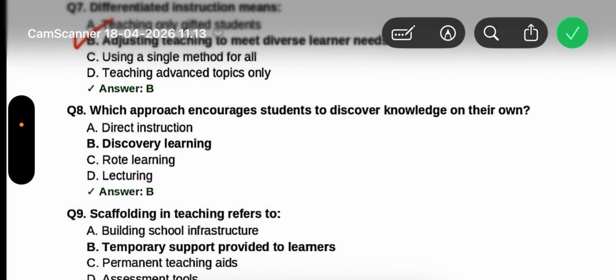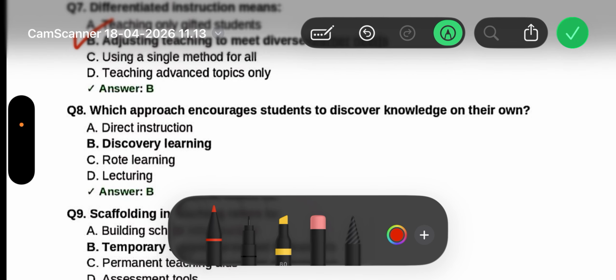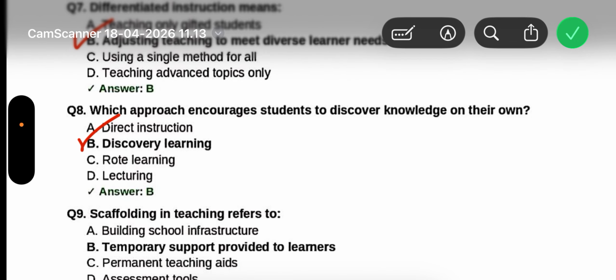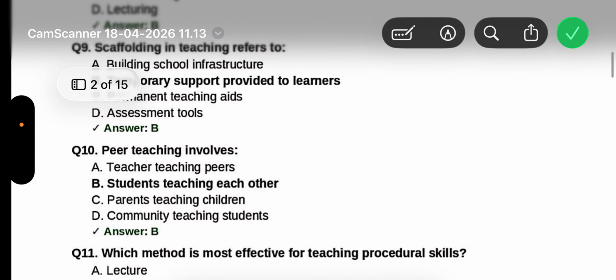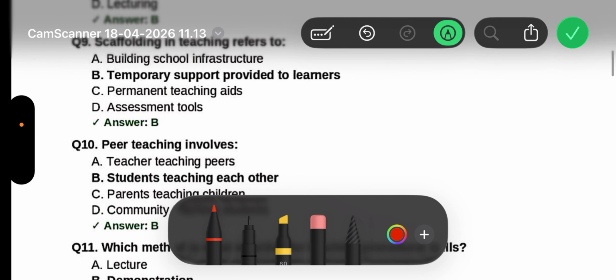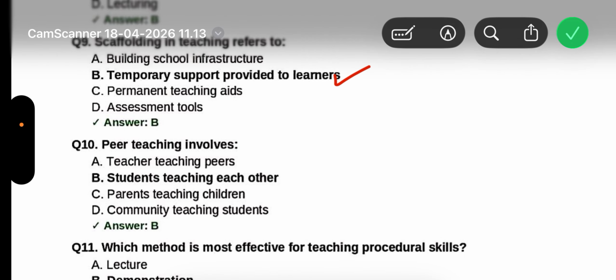Question number 8. Which approach encourages students to discover knowledge on their own? Discovery learning encourages students to discover knowledge on their own. Question number 9. Scaffolding in teaching refers to temporary support provided to learners. Option B is correct.